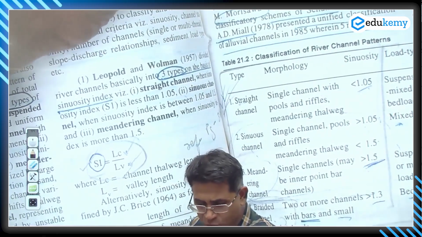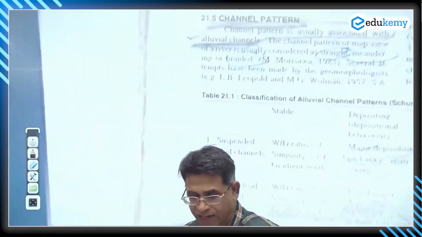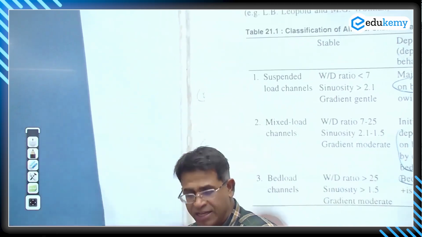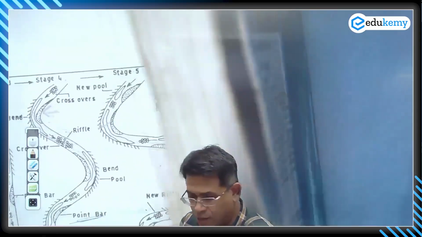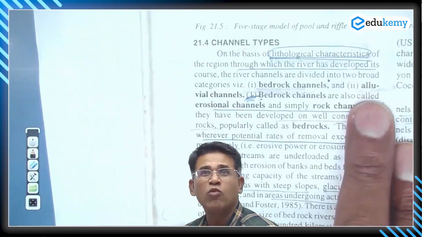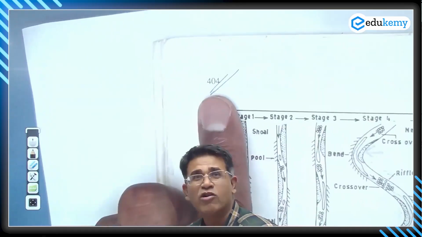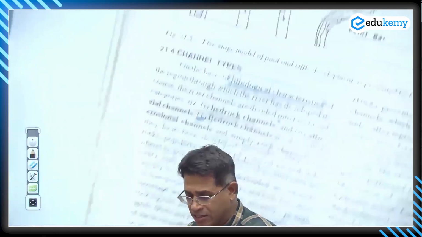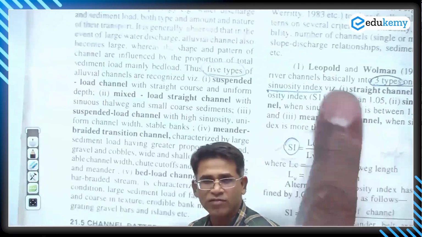There are two or three more values too, but you keep this much. Look at this, we have Schumm's classification: suspended load channels, mixed load channels, and bed load channels. If you look at the previous page, there are two types of channels: alluvial channel and bedrock channel. So page 404 has bedrock and alluvial channels, and page 406 has all of this.